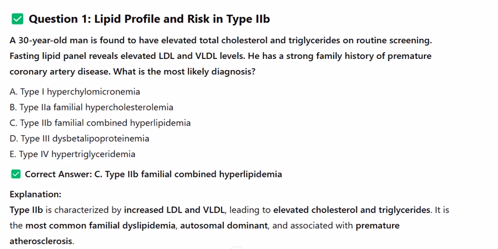C. Type 2 familial combined hyperlipidemia. D. Type 3 dysbetalipoproteinemia. E. Type 4 hypertriglyceridemia. Correct answer, C. Type 2B familial combined hyperlipidemia.